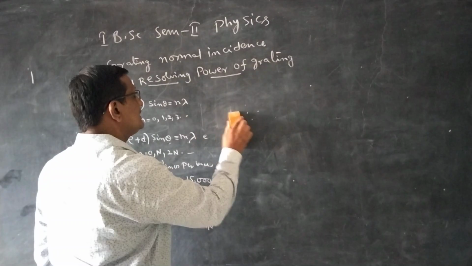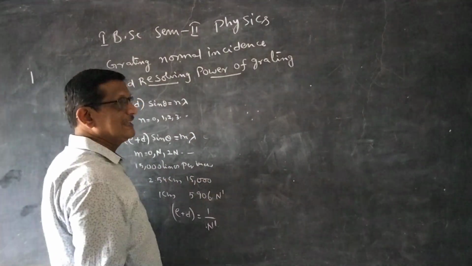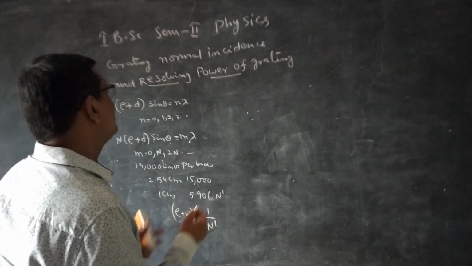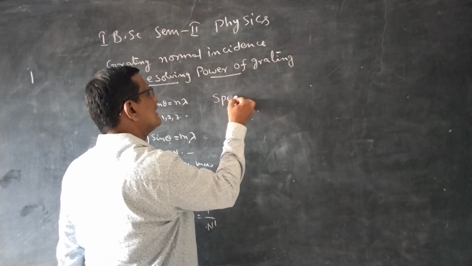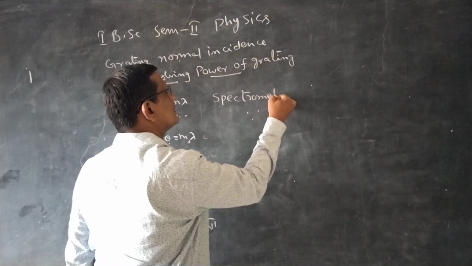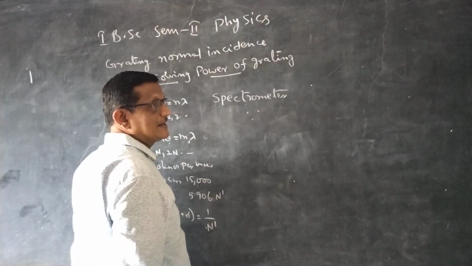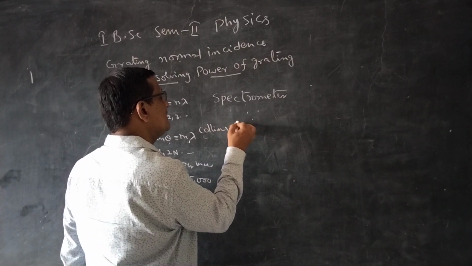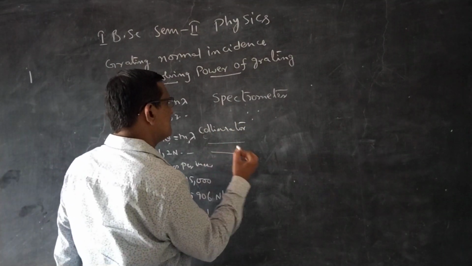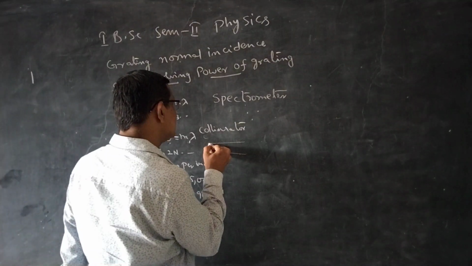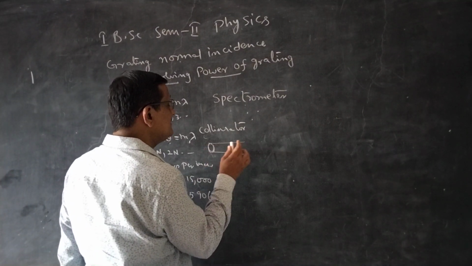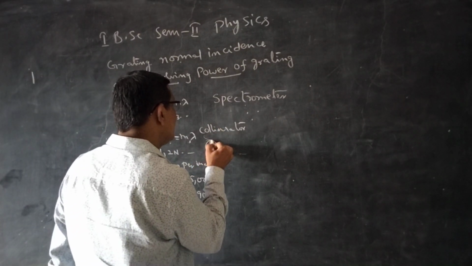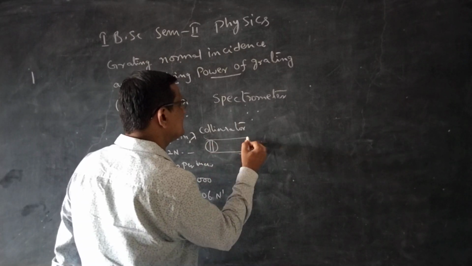Now, first is how to determine the wavelength of spectral lines using a grating. This can be done by using an instrument, the spectrometer. Last class we discussed something about the spectrometer. The main parts in a spectrometer: first one is the collimator. The collimator consists of a horizontal tube followed by a variable slit. That means the width of the slit can be adjusted. You can increase or decrease the width of the slit.